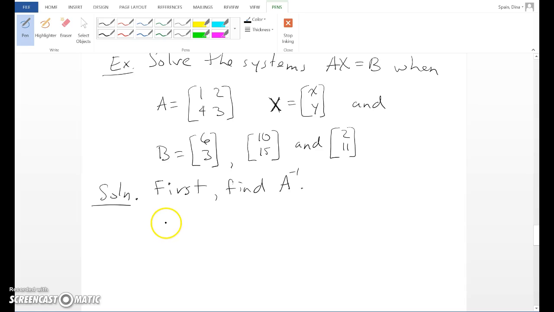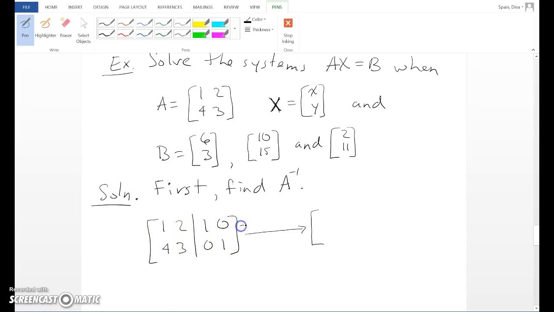Let's find A inverse. Alright, to find A inverse, if you recall, take that matrix A, augment it with the corresponding identity matrix. Right, then I'm going to do row reduction. Turn this side into the identity matrix, and then what we're going to have on the right is the inverse, A inverse.